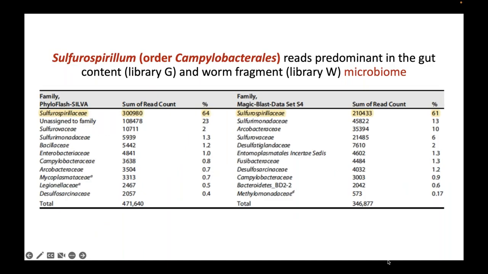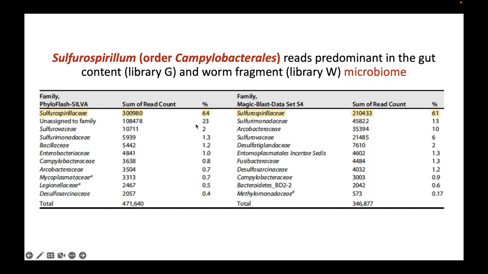So the read-based taxonomic profiling tools consistently show that the reads assigned to the genus Sulfurospirillum and the family Sulfurospirillaceae are dominant in the ice worm libraries. This big table here sums up the read counts of abundant microbial families that are identified by different methods.